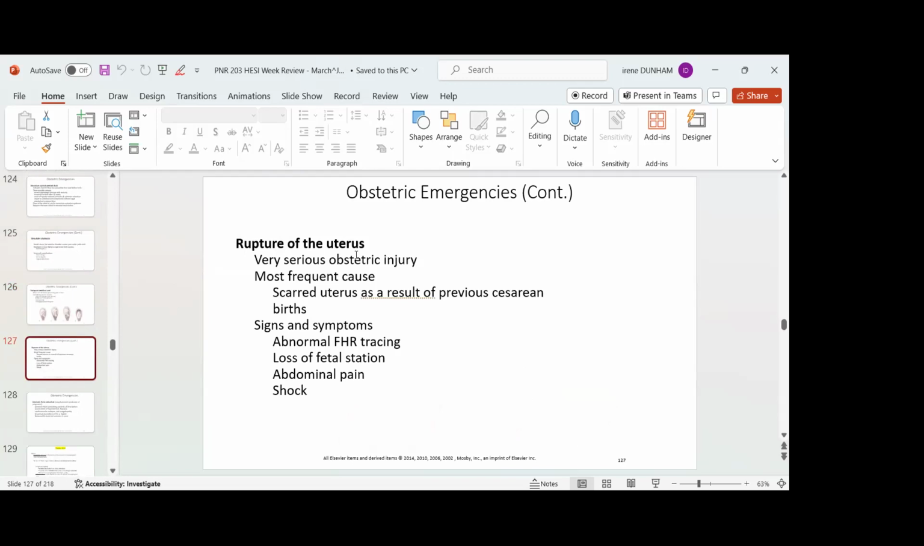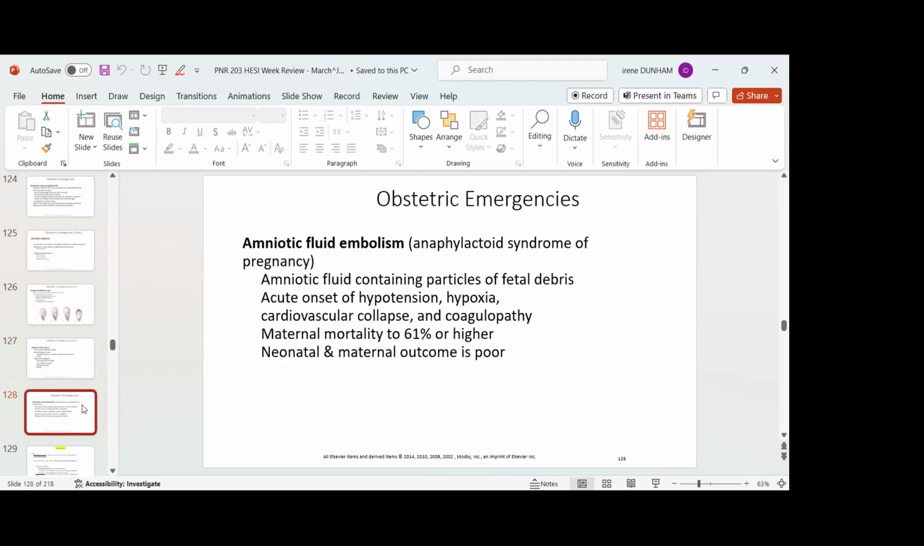Rupture of the uterus is never good. That means the uterus now has opened up. Maybe she had a previous cesarean scar, like I said. That's why you cannot give Pitocin. She can never be induced because the incision could be weak. And so what you see on the fetal heart rate tracing is an abnormal, non-reassuring pattern. And so mom can go into shock. Okay.